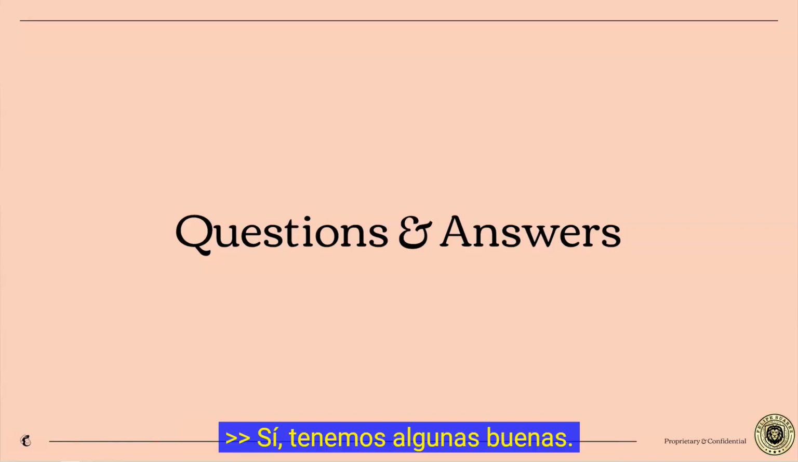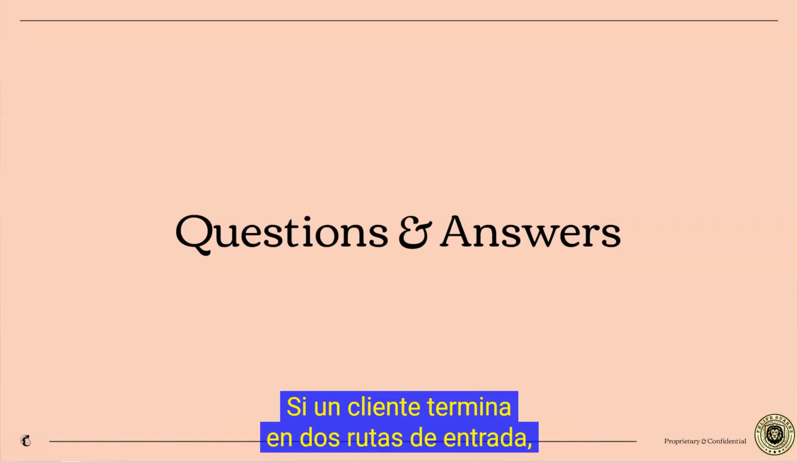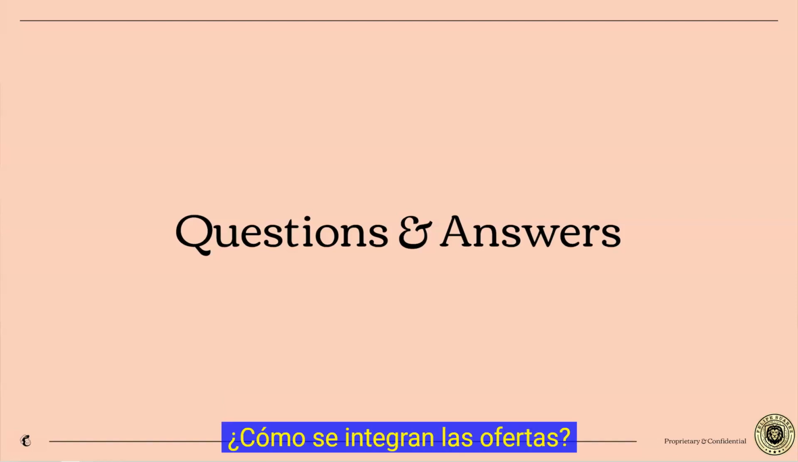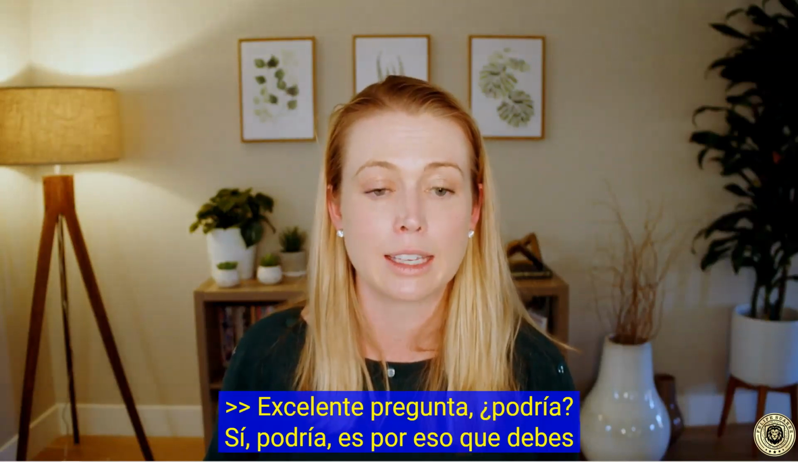All right, we have a few good ones. Question number 1. So what if a customer ends up on 2 nurturing paths? Could they get multiple emails from the various paths? How are the offers integrated? Great question. Could they? Yeah, they could.